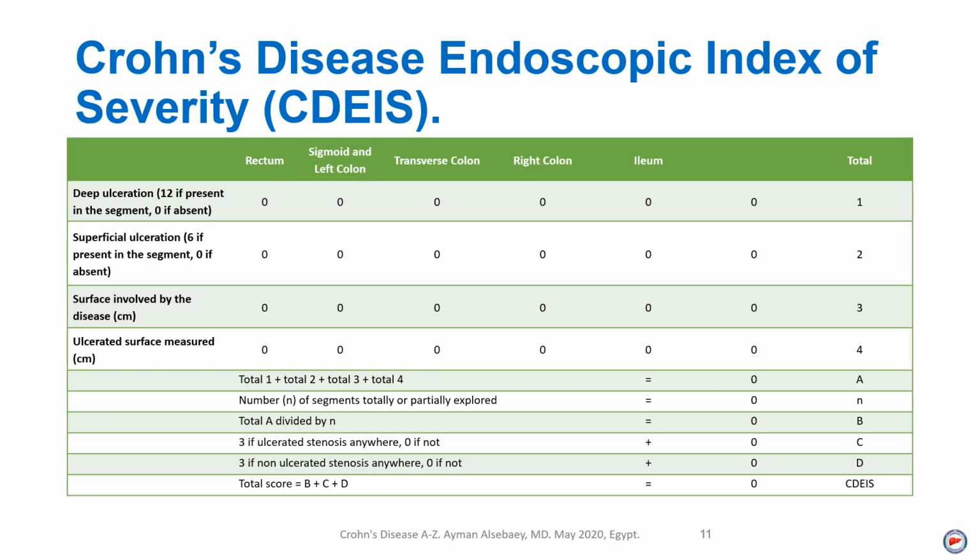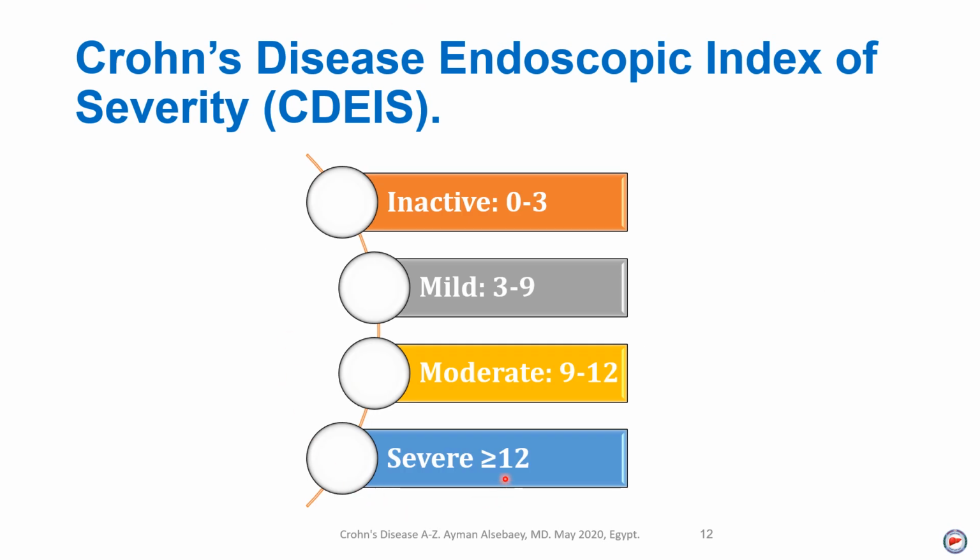There is another score which can be used by endoscopy. It is called the endoscopic index of severity, but in fact the simple endoscopic score is more commonly used. Also, if you see here, you will find that it depends on the presence of deep ulceration or superficial ulceration and the surface involved by the disease in centimeters and so on. Also in it, severe will be more than or equal to 12.